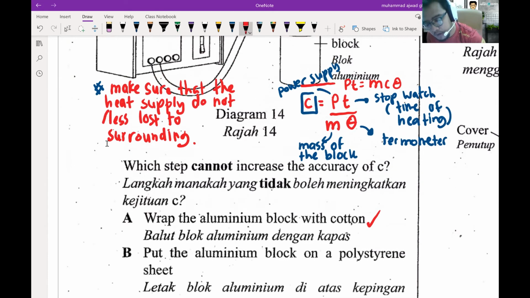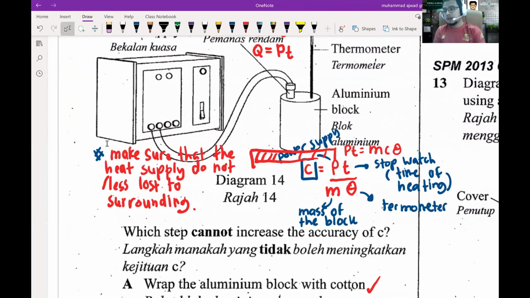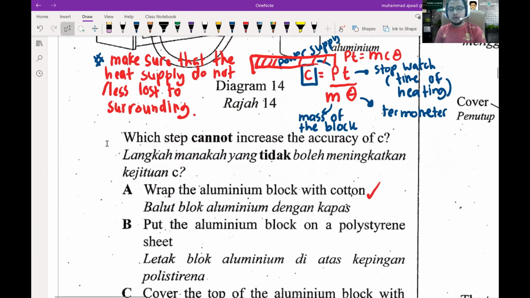Aluminium block ni belah bawah dia ni, belah bawah dia ni letak dengan polystyrene. Okay, so dia tak letak atas meja, dia letak atas polystyrene. Kenapa? Polystyrene sheet is a heat insulator. So tengok kalau macam orang main sukan ke apa kan, dia bawa ais dalam bekas apa? Bekas polystyrene.